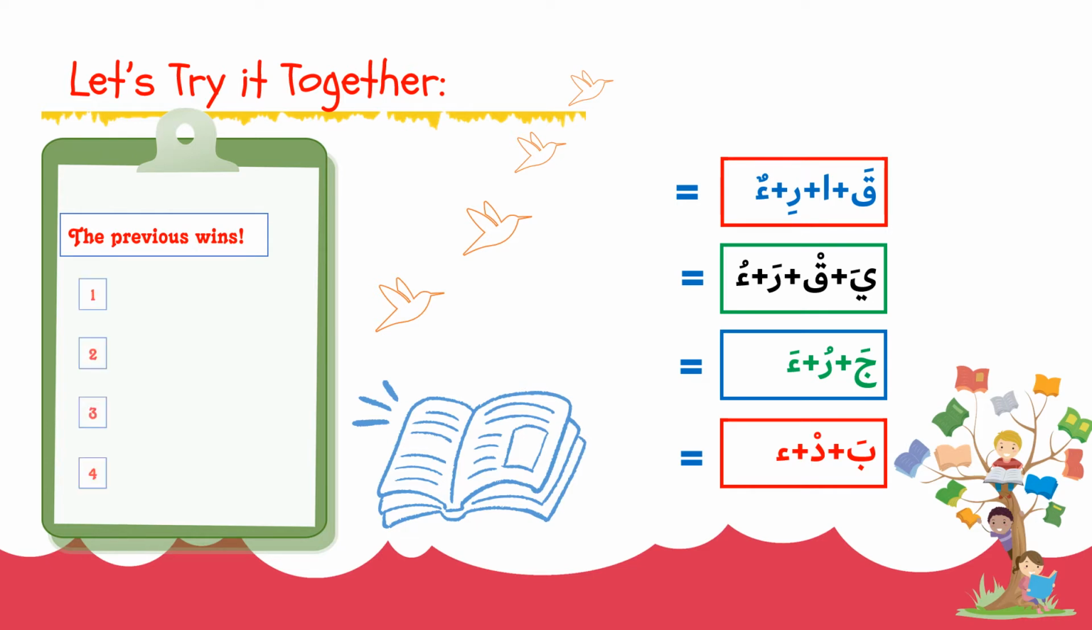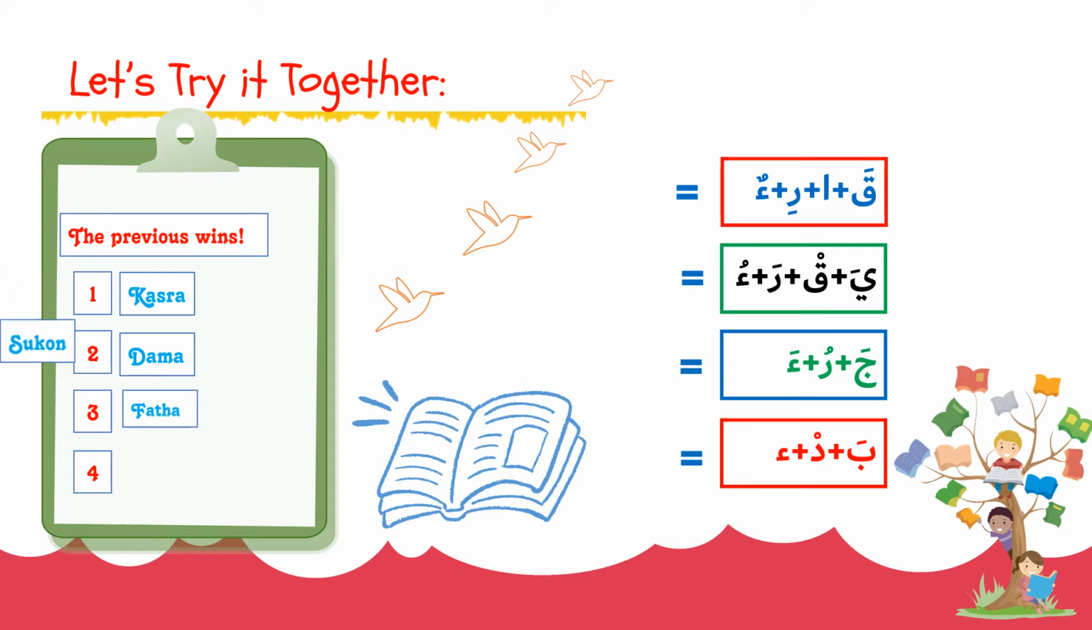So for example, if we have kasra as the previous letter before Hamza, or we have dhamma, or we have fatha, or we have sukoon, what should we do? If we have kasra before Hamza, Hamza will be like this, as you can see. If we have dhamma, Hamza will be like that. If we have fatha, Hamza will be like this. If we have sukoon, Hamza will be on the line.